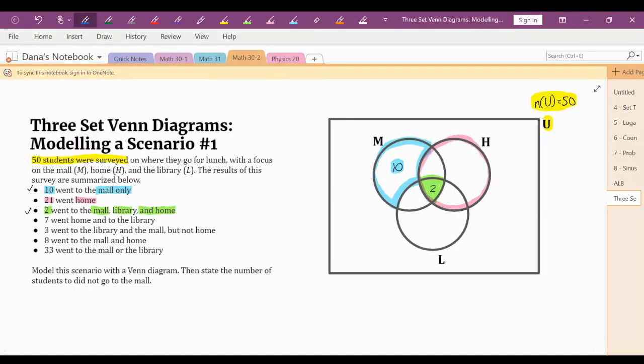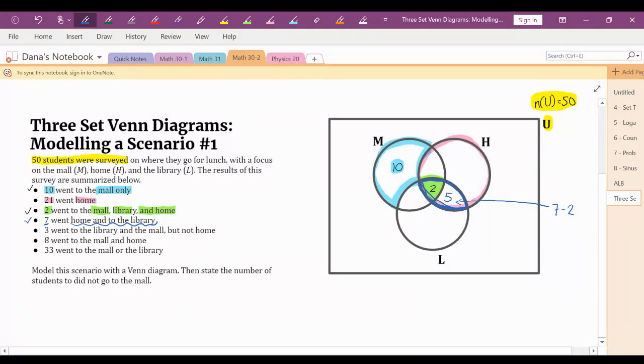7 went home and to the library. That would be the overlap between the home circle and the library circle. So I'm going to show you that in blue. That region should contain 7 elements. So there are 2 that are already in the region of overlap among all 3 circles. So I'm going to go 7 minus 2 to fill in the home and library only region. So again, in total, the overlap between home and library has 7 elements. So I'm now going to check off that statement.